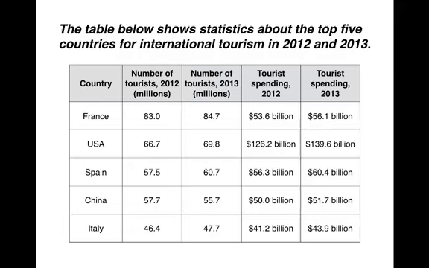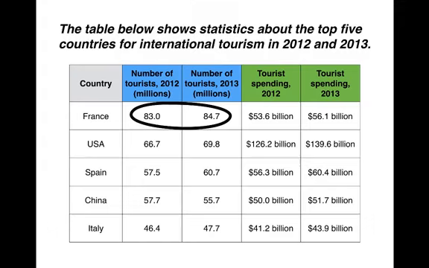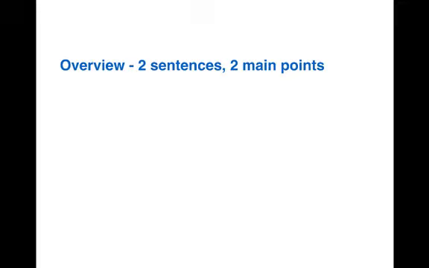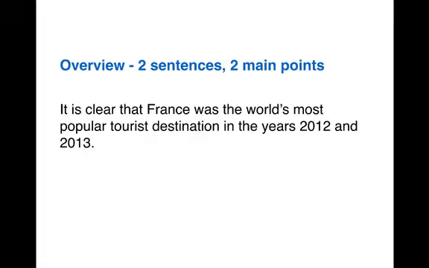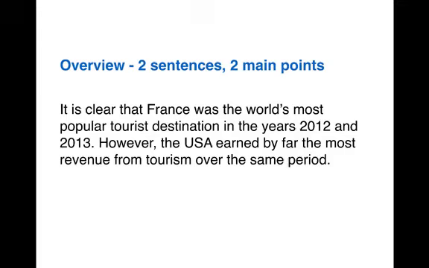I'm going to keep this one very simple and choose 1 main point about numbers of tourists, which will be France, the highest numbers, and 1 main point about tourist spending, which will be USA, the highest numbers. Easy. Let's see how I wrote that in my paragraph. First sentence, it is clear that France was the world's most popular tourist destination in the years 2012 and 2013. Next sentence. However, the USA earned by far the most revenue from tourism over the same period. That's the overview finished. Nice and simple.